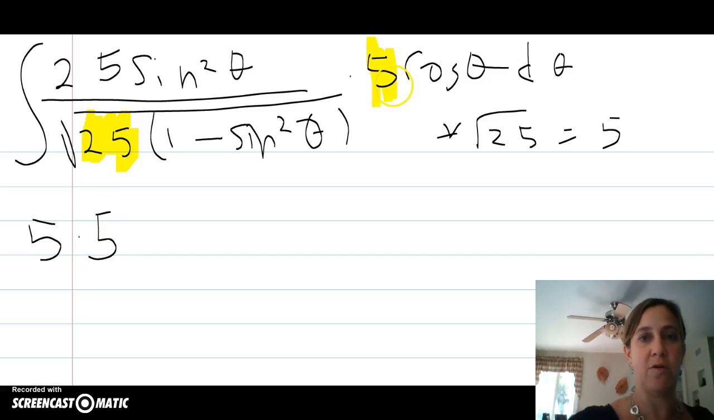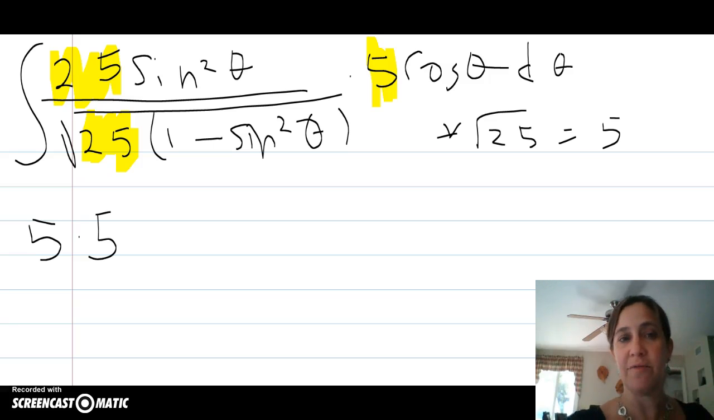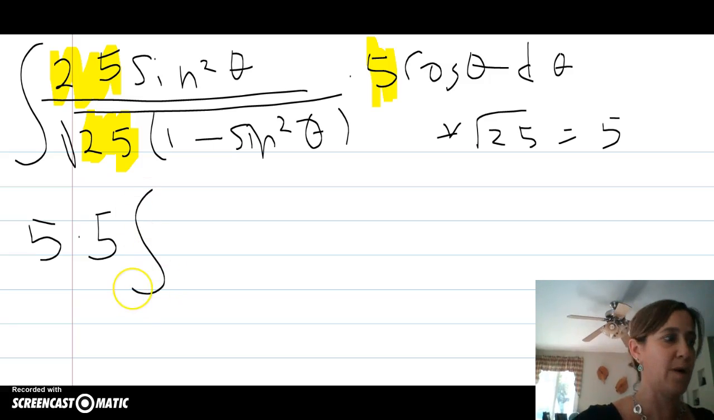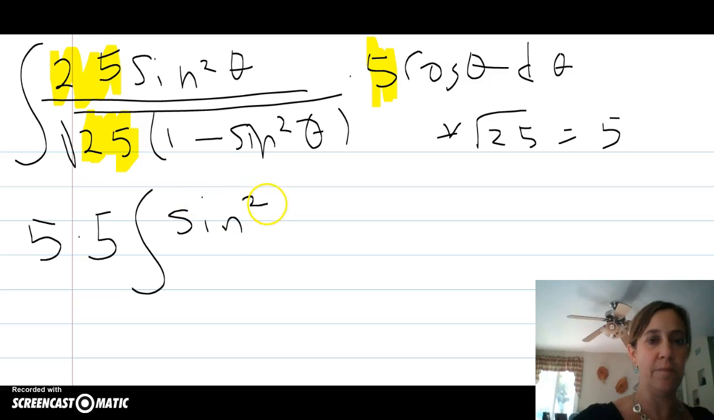By over here, I mean over here. So if I look at all my constants in yellow, my square root of 25, which is 5, reduced with my 25 is 5, times this 5. I'm going to pull those out of the radicand. And then I'm still left with, of course, sine squared in the numerator.